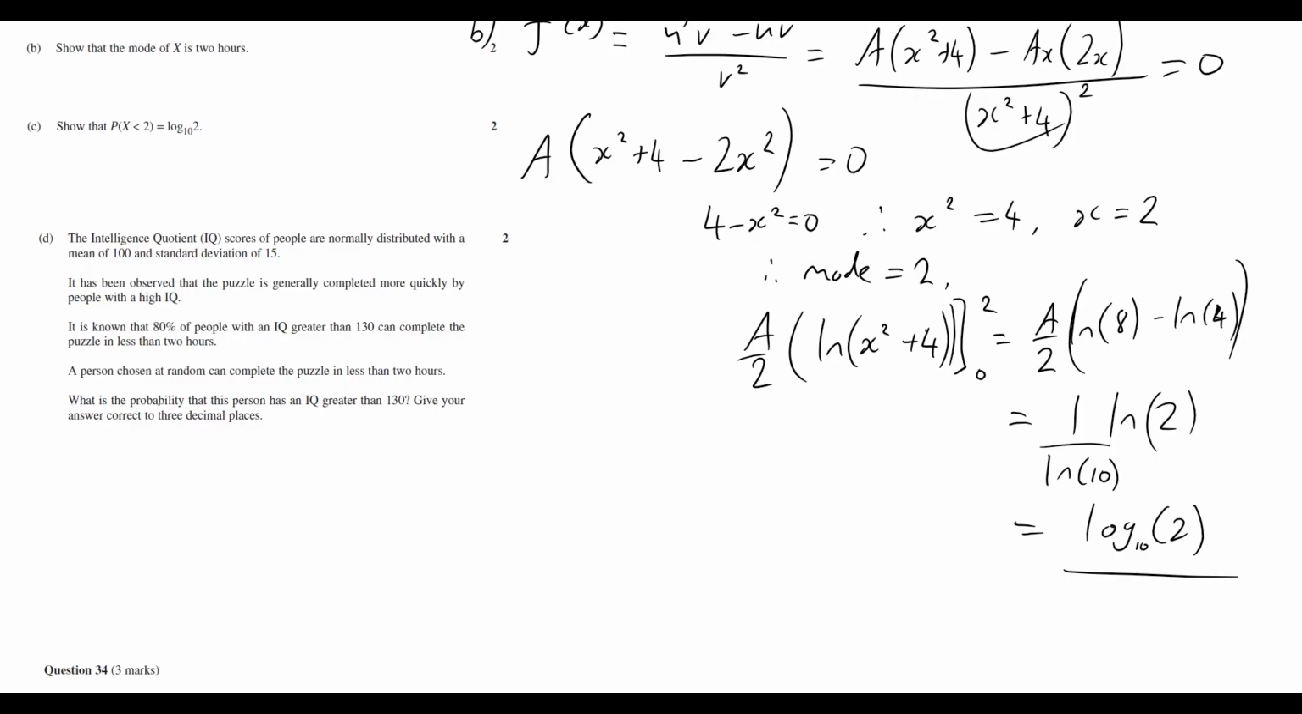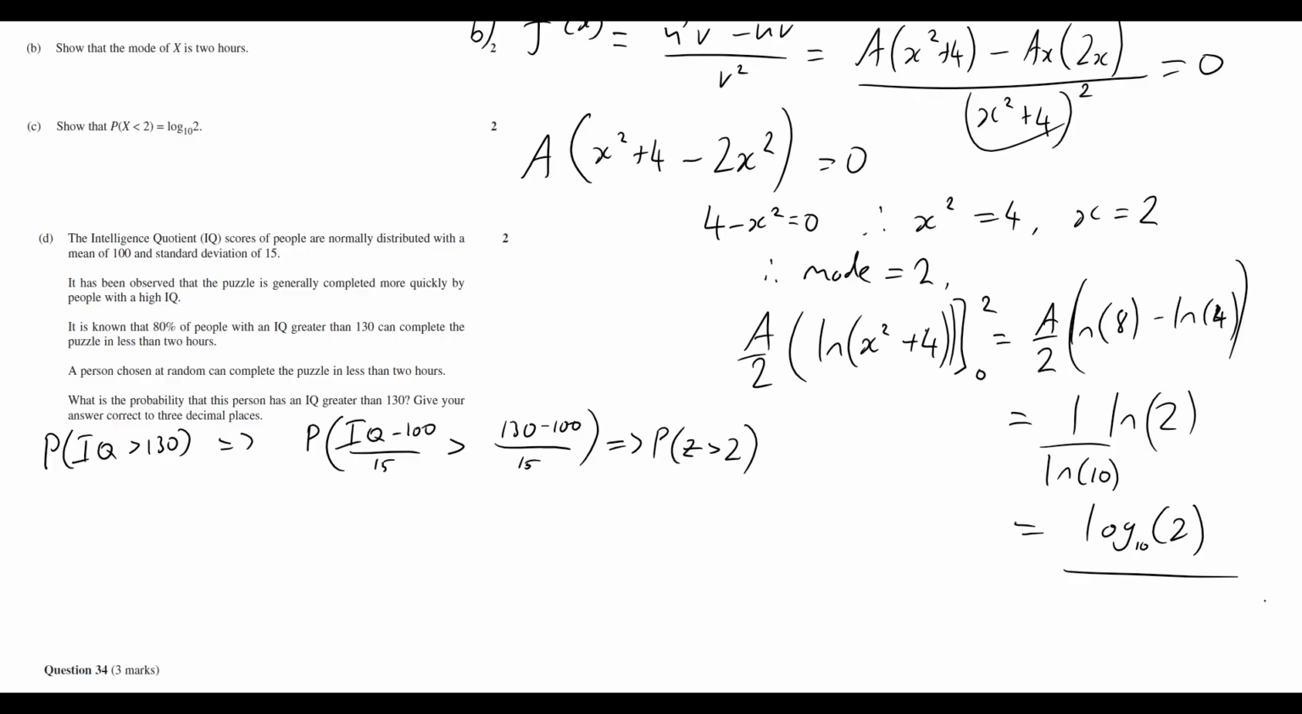Okay, so the first thing we're looking for is the probability of the IQ being greater than 130. That can be rewritten as the probability of (IQ minus 100) over 15 being greater than (130 minus 100) over 15. That way we're looking at our z-scores, and that's just going to give us the probability that z is greater than 2. So that's all we're working with now, just our simple z-score. And we know that the probability of being greater than a z-score of 2 is simply equal to 2.5%. And that's again just coming from our empirical rule.